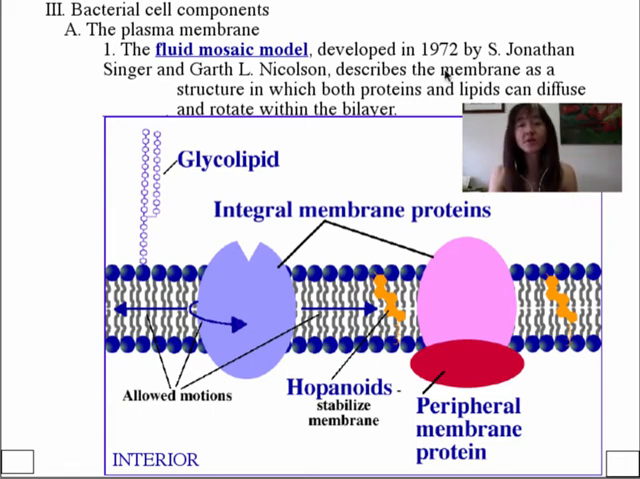Now, this model was developed in 1972 by a man named S. Jonathan Singer and Garth L. Nicholson, and it describes the membrane as a dynamic structure in which both proteins and lipids can diffuse laterally and rotate. Now, I have a cheesy cartoon to show you guys this.